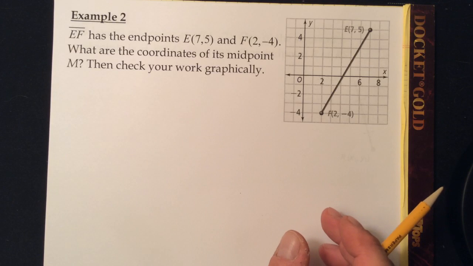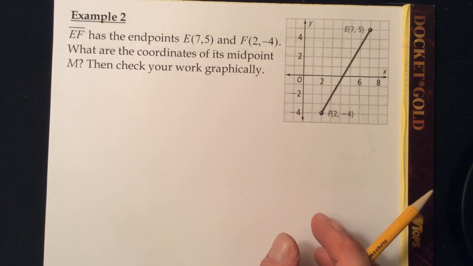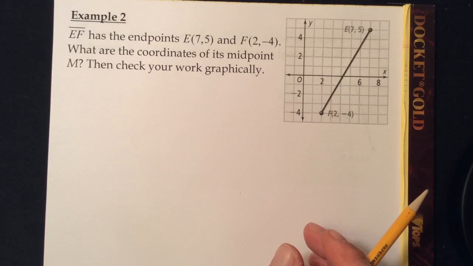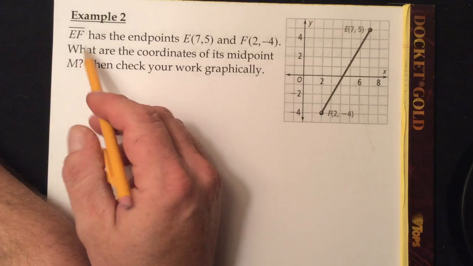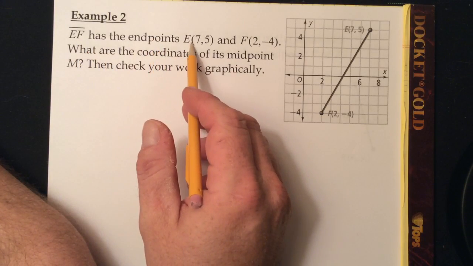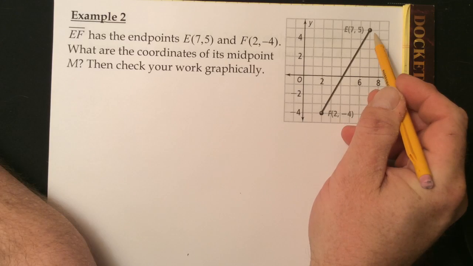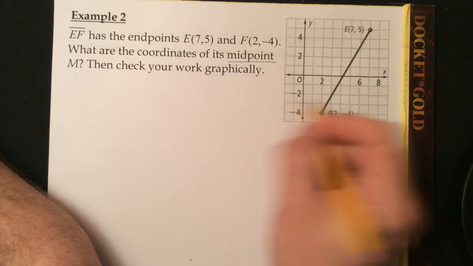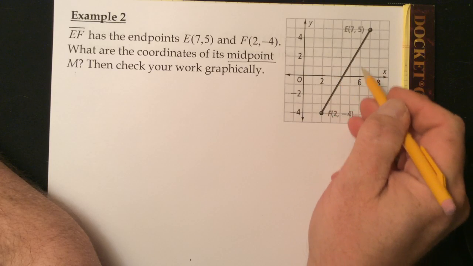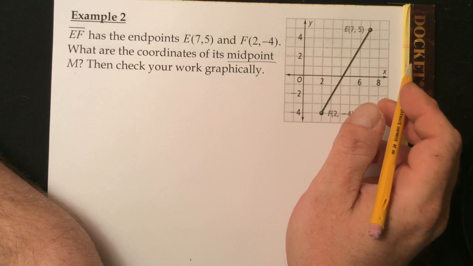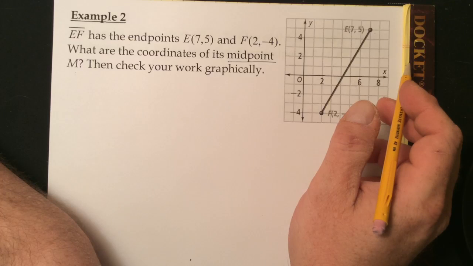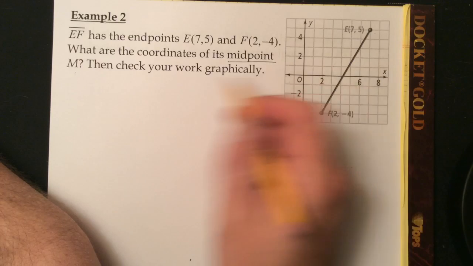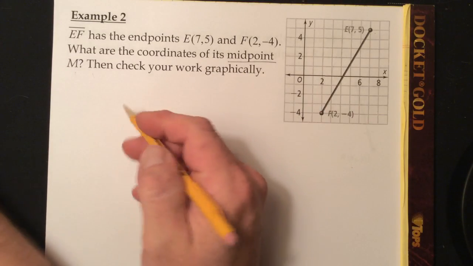Okay, example 2. In example 2, you will review how to use the midpoint formula to find the point that's halfway between the endpoints of a segment. Segment EF has the endpoints at E (7, 5) and F (2, -4). What are the coordinates of its midpoint, M? So our midpoint is going to be somewhere in the middle, of course, because the definition of midpoint is the point that divides a segment into two congruent parts. They want us then to check our work by graphing it, so we'll do that.